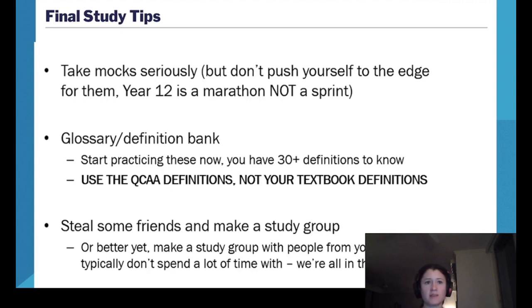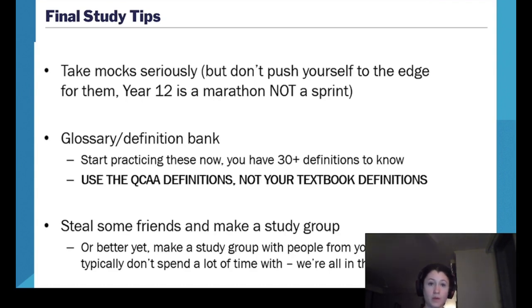Again, take mocks seriously. Don't go crazy with it. It's a marathon, not a sprint, but do take them seriously. They're a good indicator of how you're going, and a really good test in an authentic setting to really tell you how much work you need to do.